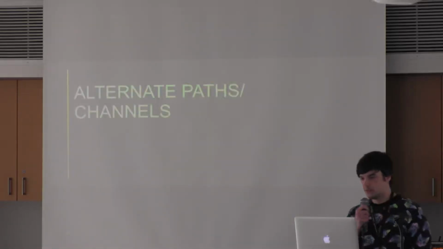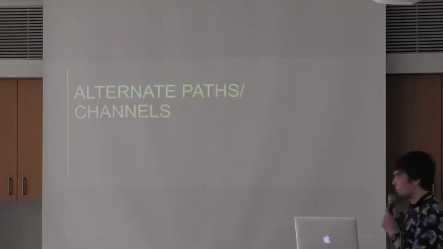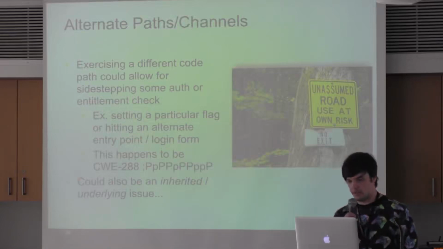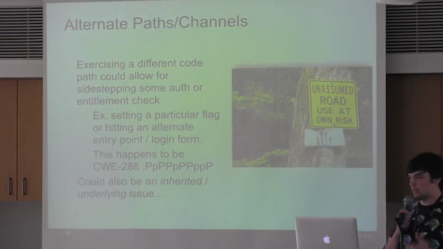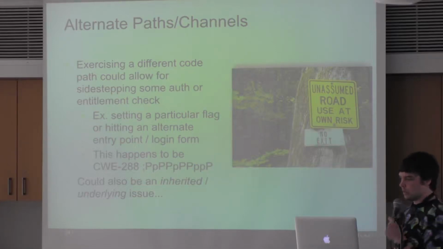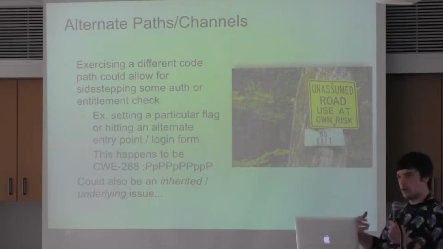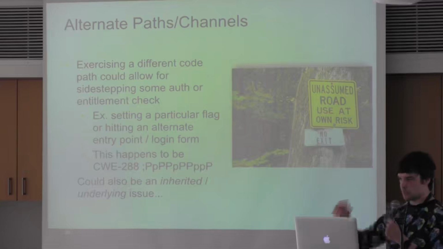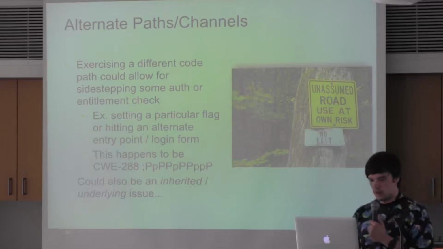So, alternate paths and channels. This was one that I also thought was kind of cool, one of the few, I should say. There's a CWE for that, which is kind of neat. Basically, exercising any alternate code path that wasn't considered might allow you to sidestep some sort of check, maybe unintentionally or deliberately. So maybe hitting a different login form in the same application might circumvent some sort of entitlement check.